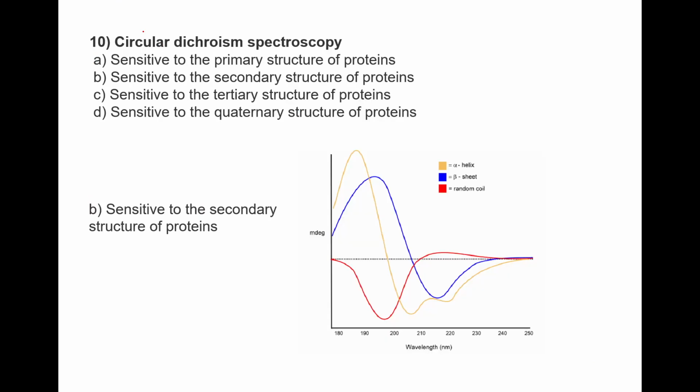Okay, and then the last one is circular dichroism spectroscopy. As I said from the first when I was discussing circular dichroism, it is very useful to visualize the secondary structures of your protein, that is, whether your protein has more alpha helix or more beta sheet or more random coils, so that you can easily visualize with the help of circular dichroism spectroscopy. So option B is the correct answer here.